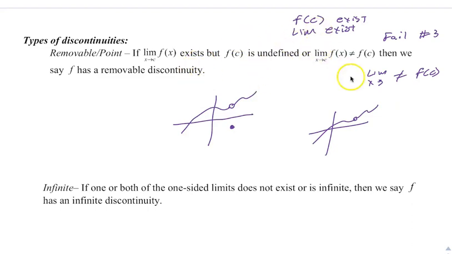So these fail criteria 3 because if you notice they do have a value. Well, in this case it has a value, and then the limit exists. In this case, they actually fail criteria 1. You don't actually have a value.